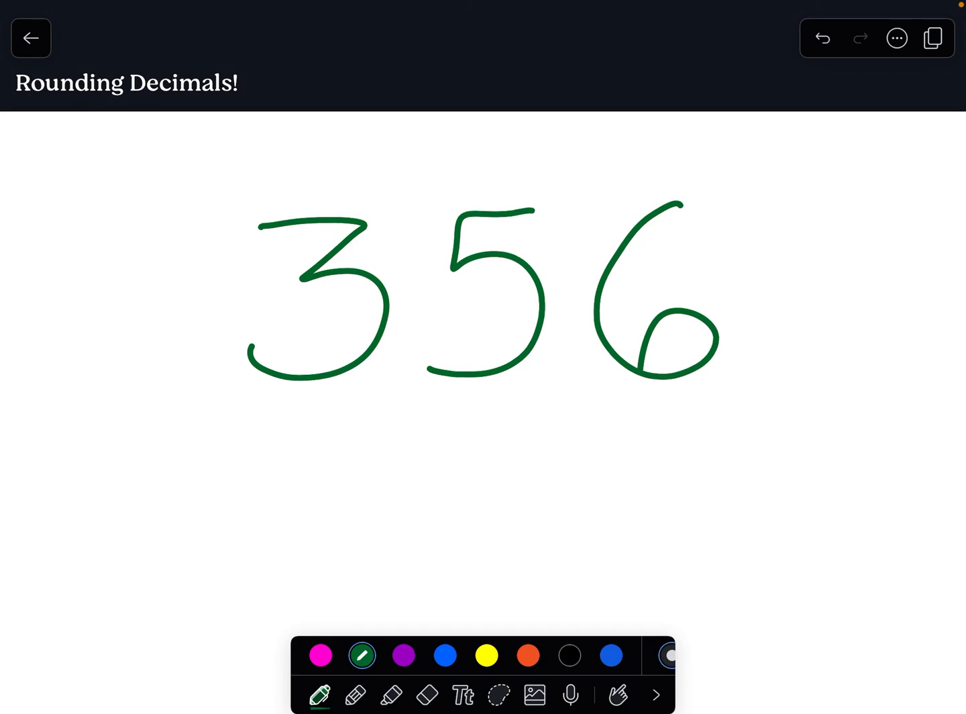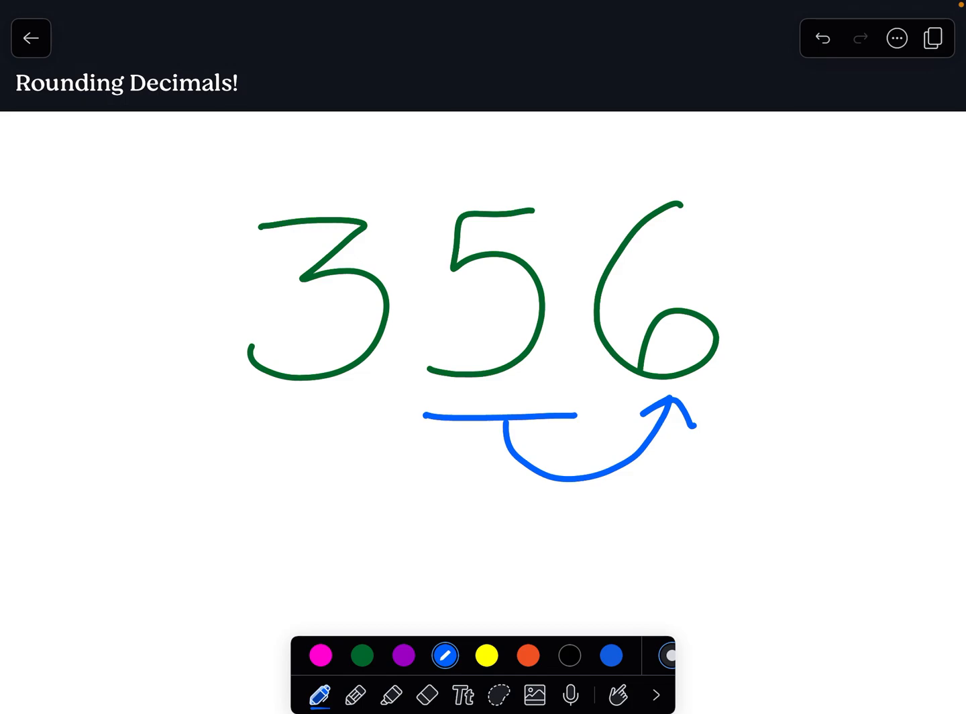So I have the number 356 here, and if I want to round 356 to the nearest 10, then the first step is I look at the tens place. Let me put that in another color. I look at the tens place, so you've got the number 5, and then I look next door to the right, and the number is 6.